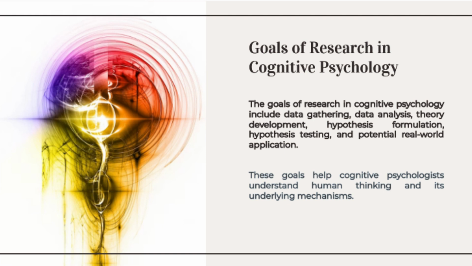The goals of research in cognitive psychology can be summarized into several key aspects: data gathering, data analysis, theory development, hypothesis formulation, hypothesis testing, and the potential application of findings in real world settings outside the research environment. So let's explain the goals of research in cognitive psychology and the challenges faced by cognitive psychologists with some examples.